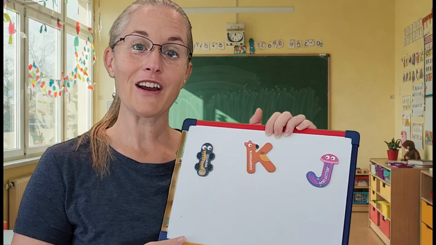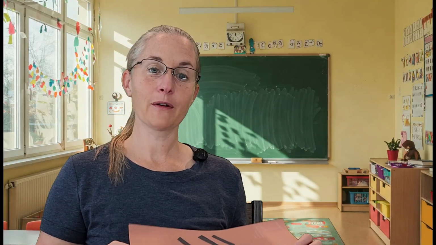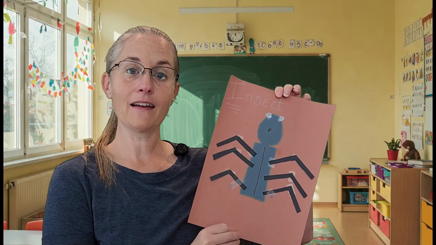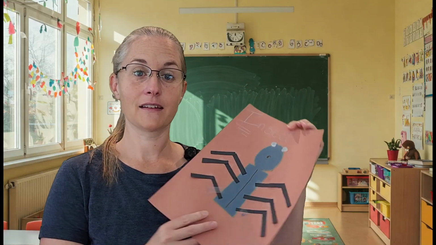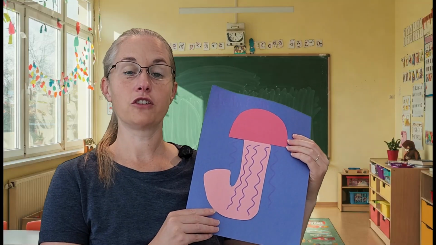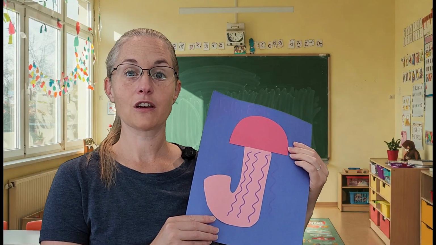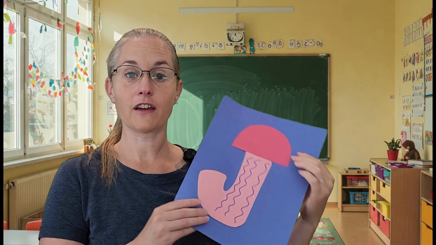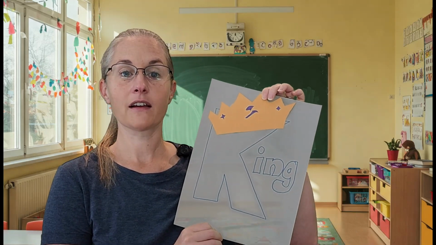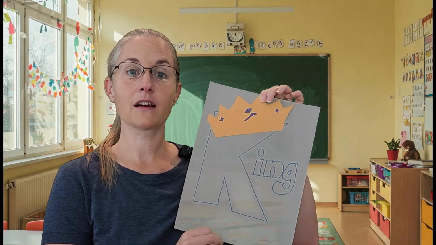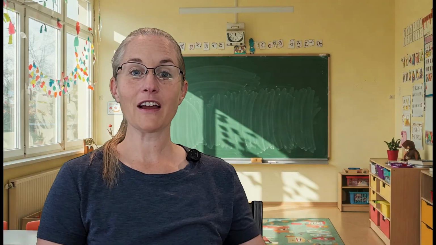J. Great job. So remember, when you see the letter I, think insect. I, insect. When you see the letter J, think J, jellyfish. J, jellyfish. And when you see the letter K, think K, king. K, king. Great job.